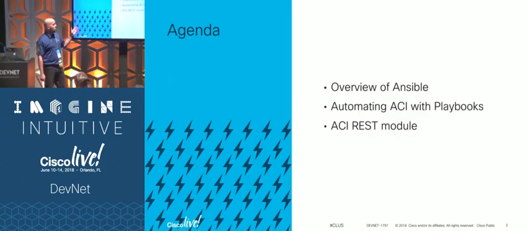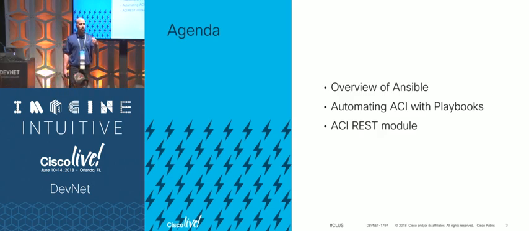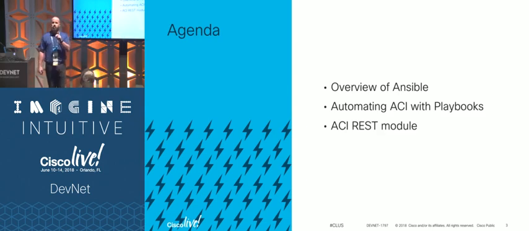So we're going to cover an overview of Ansible, what it is, as much as we can. We're going to automate some playbooks with ACI, showing you how you can use Ansible to automate things that you want to do with ACI. And then we're going to cover the ACI REST module. It is something interesting that you're going to want to think of because there are some limitations with Ansible modules with ACI, and I'll talk about that in a bit. So I want to cover the ACI REST module.